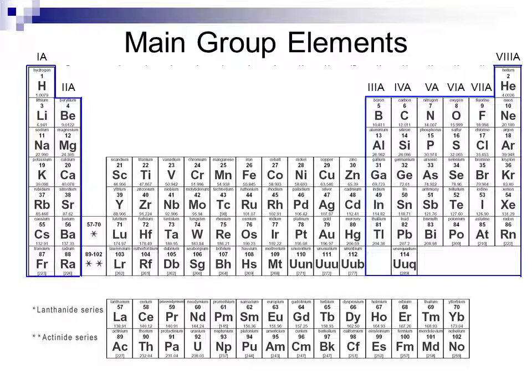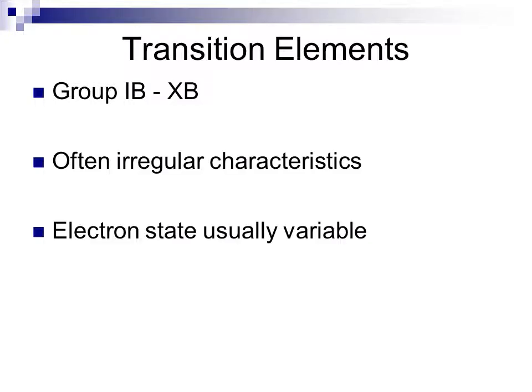We will see later on that the group number is very predictable in terms of electron configuration for the main group elements, and this is the reason why their properties tend to be as readily predictable as they are. Moving on to transition elements, groups 1B through 10B, we find that transition elements are often irregular in their characteristics, and usually this is because our electron state can be varied. We can change electron state much more than a main group element can.